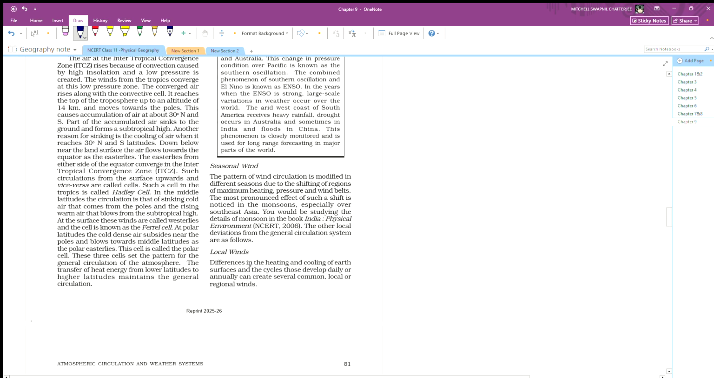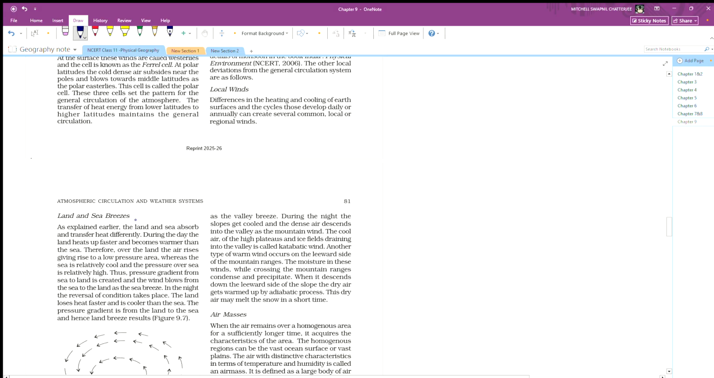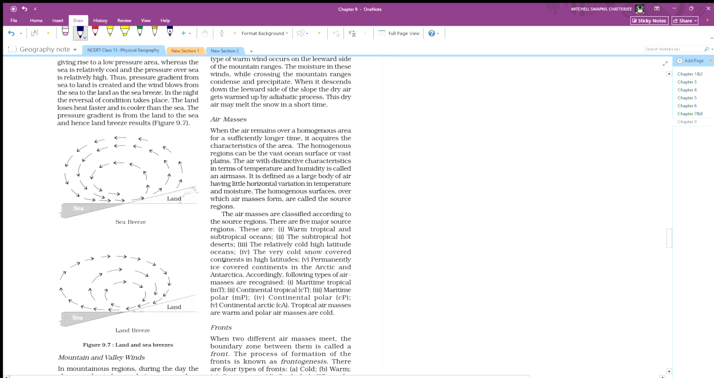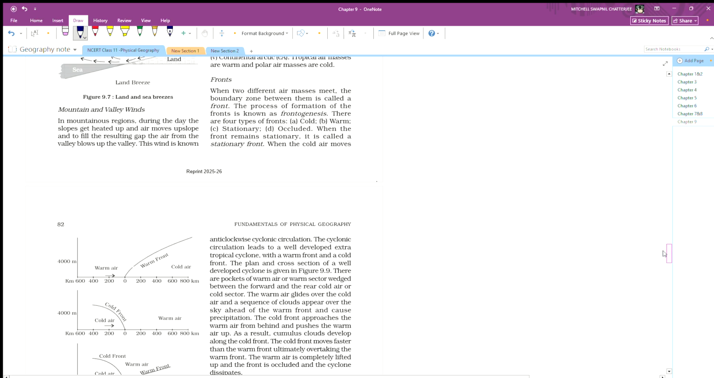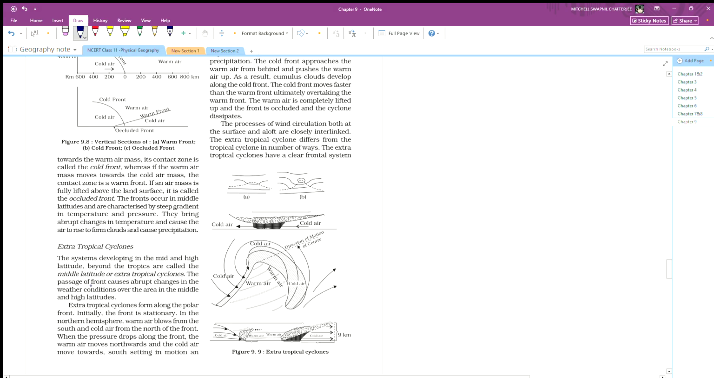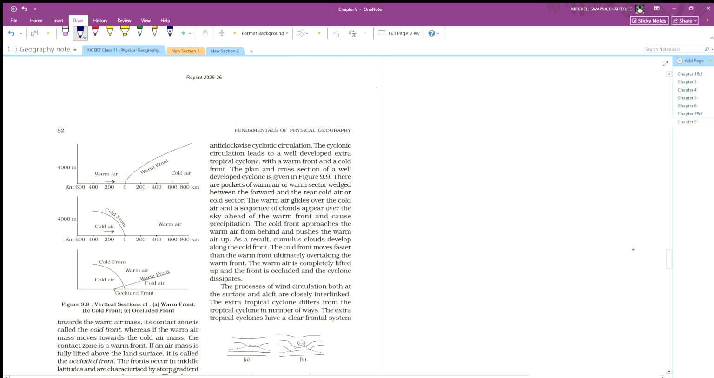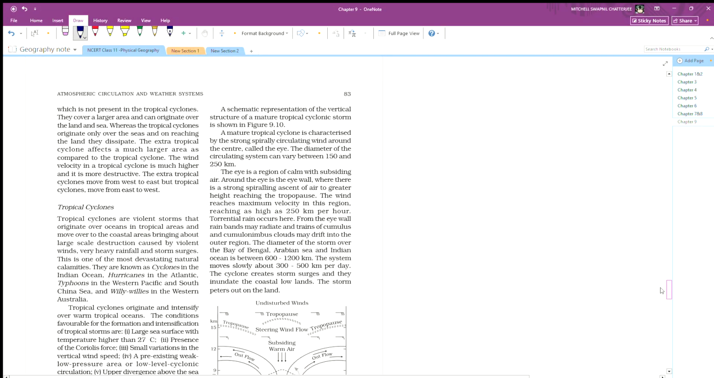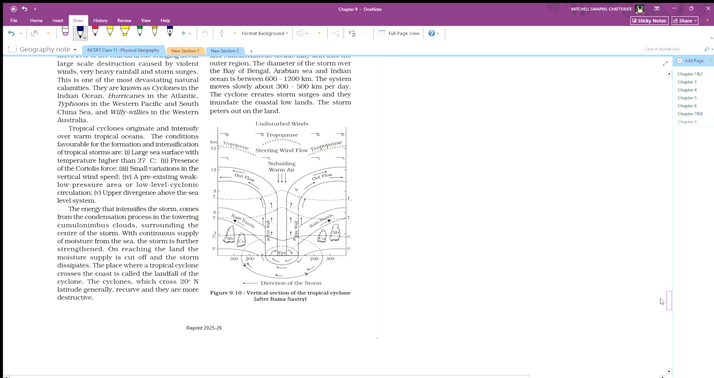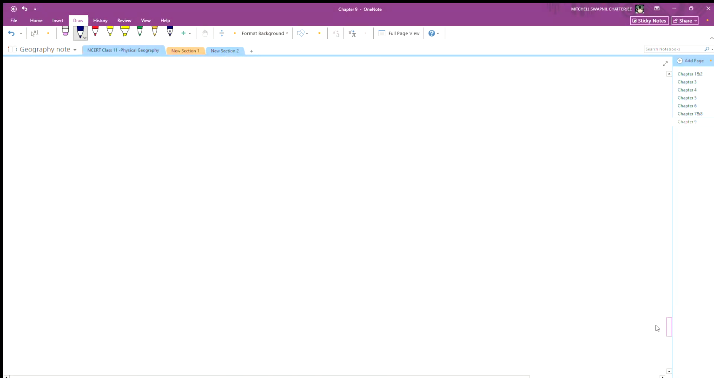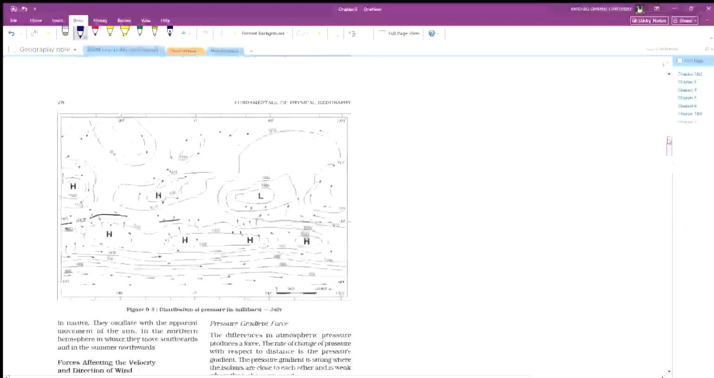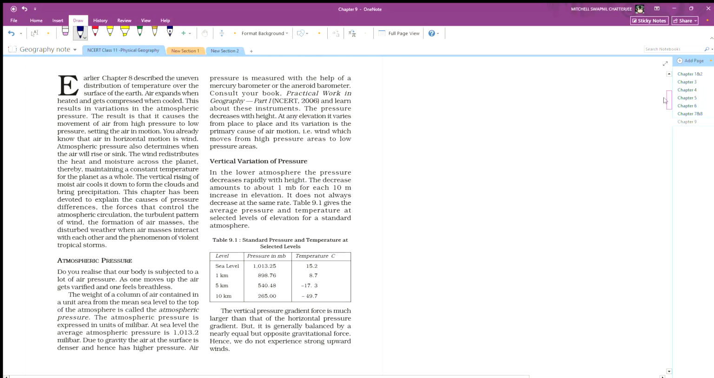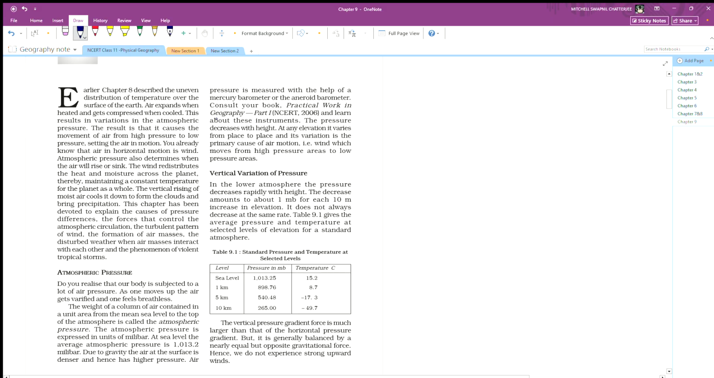Next is seasonal wind, local wind, land and sea breeze, air masses. Then fronts, extratropical cyclone, tropical cyclone, how it originates and intensifies, and that's pretty much it. Then thunderstorm and tornadoes. This chapter is kind of interesting because it has tornadoes and all.